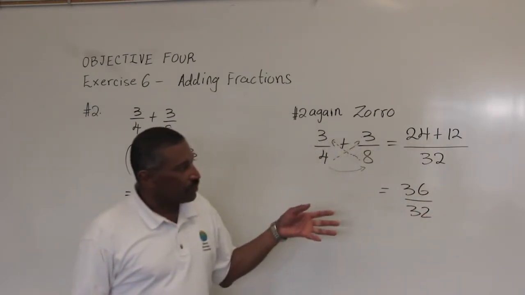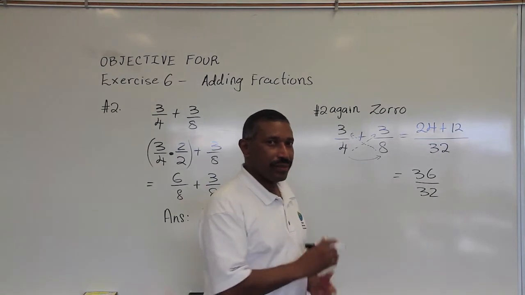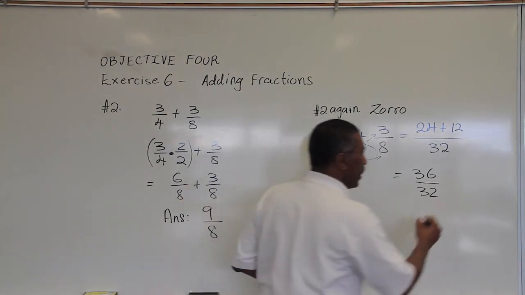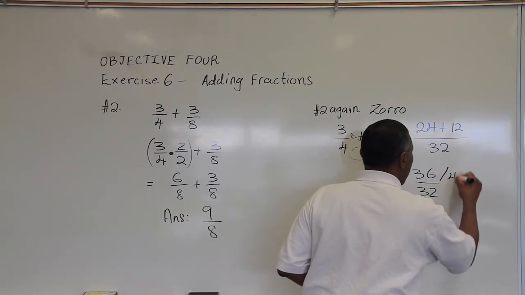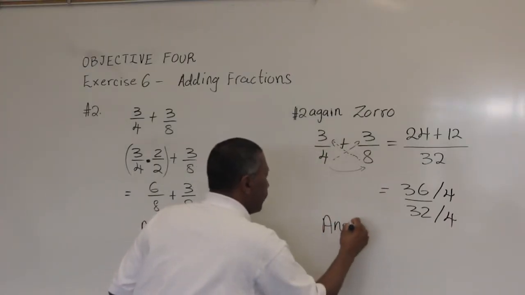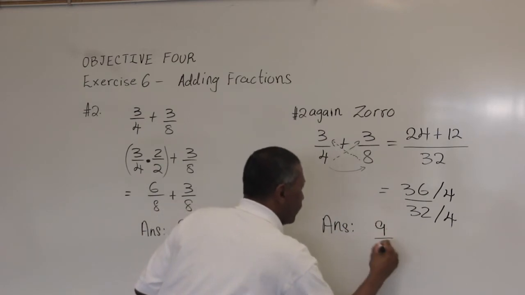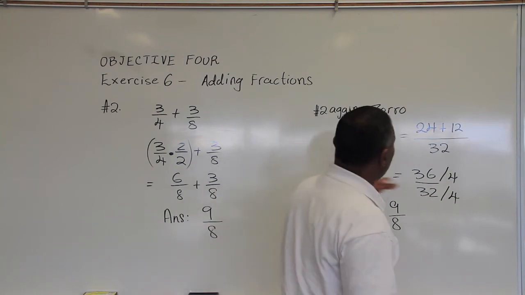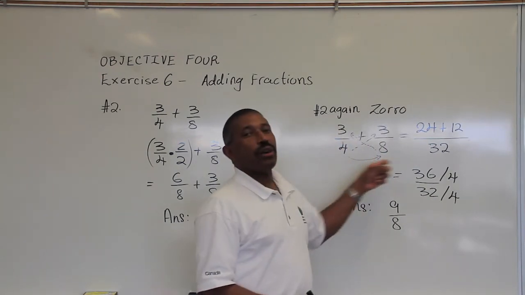Now what do you notice? You can reduce, can't you? What do you think? And you can reduce by dividing the top and bottom by 4. Now what answer would you get? You would get 9/8. This little technique is used when these numbers are horrible.